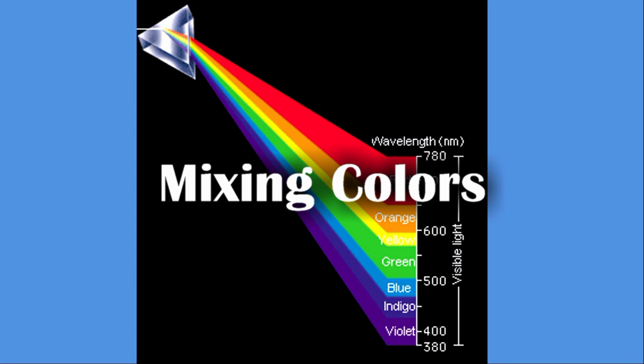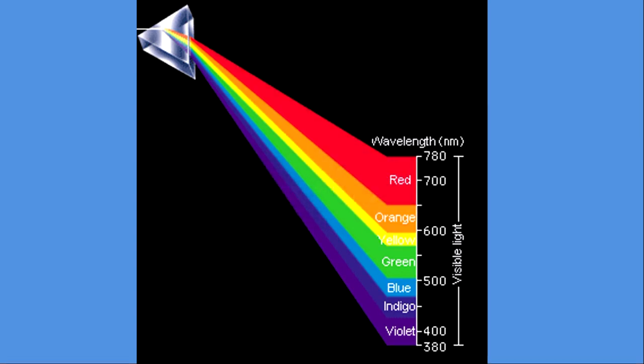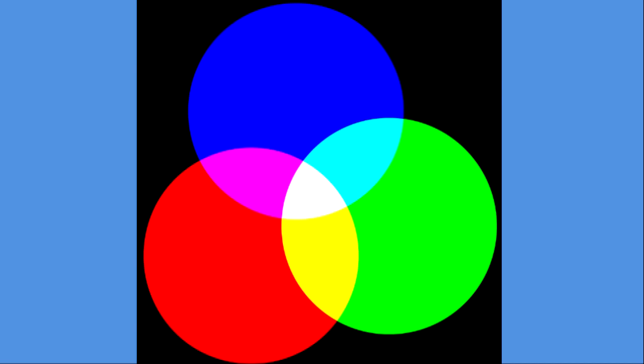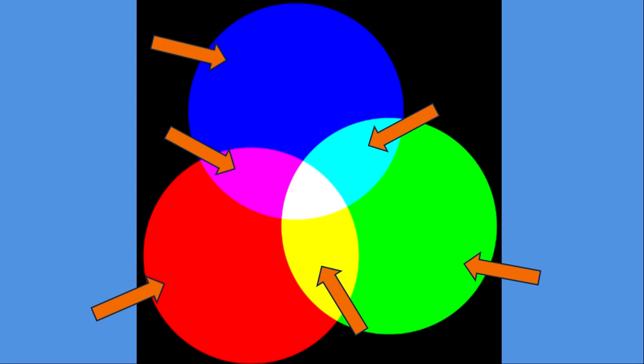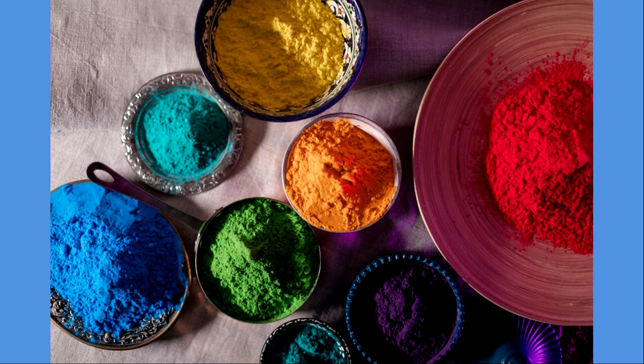Mixing colors. The combination of colored light that creates white light is called additive synthesis. We have three primary colors of light: red, green, and blue. If we mix two primary colors of light, we get the secondary colors of cyan, magenta, and yellow. There are complementary pairs of colors of light that can create white light: red and cyan, blue and yellow, green and magenta.